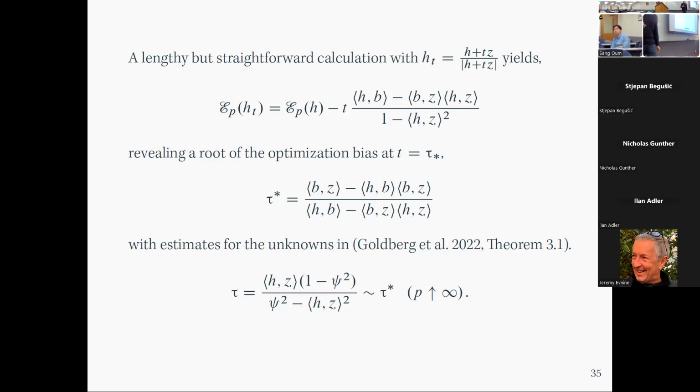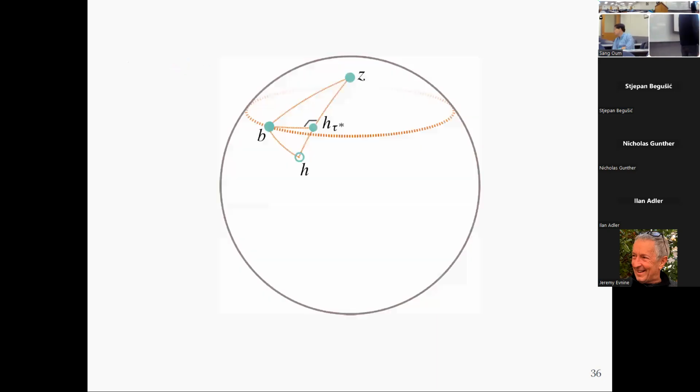What's the problem with T star? It has a bunch of unknown things. But theorem 3.1 told us how to approximate them. So we have a plug-in estimator, tau, not T star. So tau star is the thing that we don't know. Tau is the thing that we use to estimate it. And those two are equivalent asymptotically. The ratio as P goes to infinity is the same, equal to 1. And this is what the final result looked like.